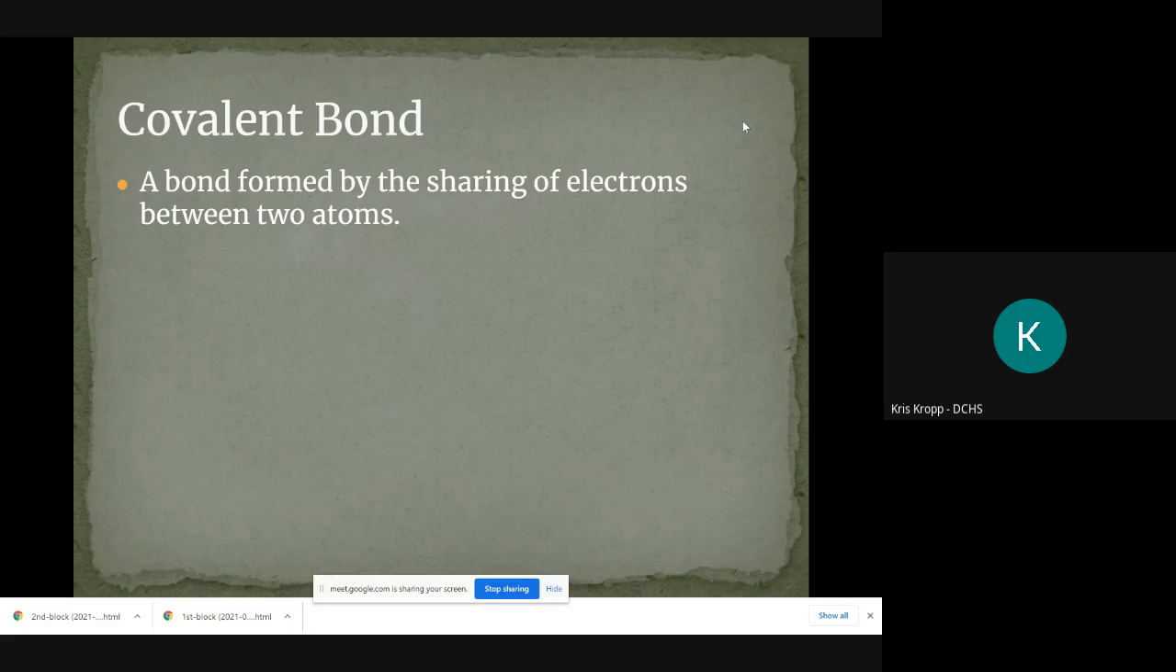As always, guys, if I get going too fast, you can slow me down. Also, don't forget that I posted that resource folder that has these vocab words in it, that you can always look up if I go too fast and you miss a couple of words, okay? So covalent bond is formed when two atoms share electrons.